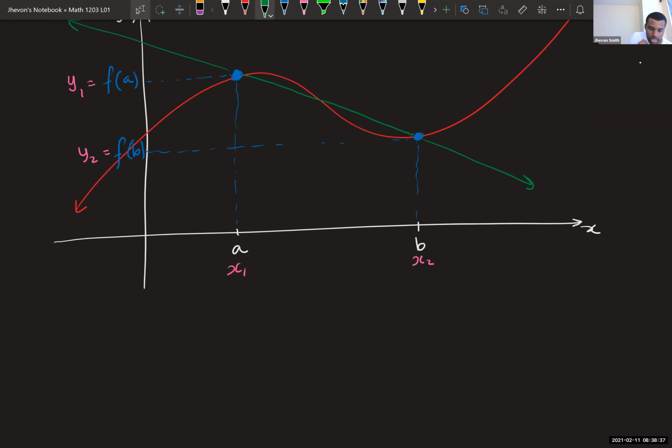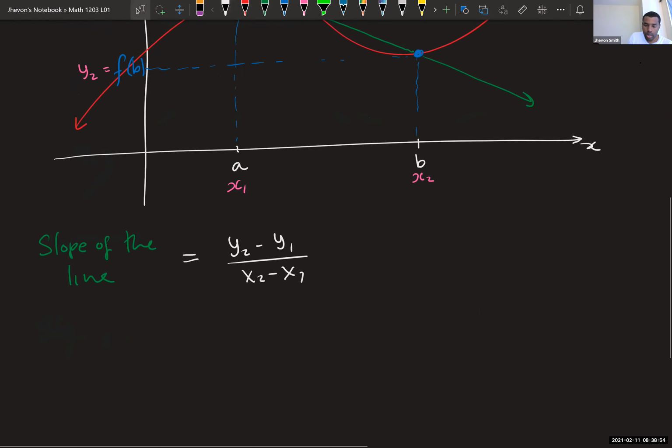If I imagine there was a straight line connecting these two points, and someone were to ask me the slope of this line, then what it would be is, well, we all know, y2 minus y1 over x2 minus x1, right? And what is y2? Well, that's f of b.